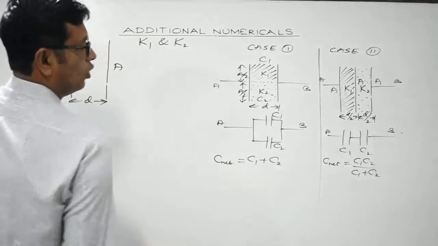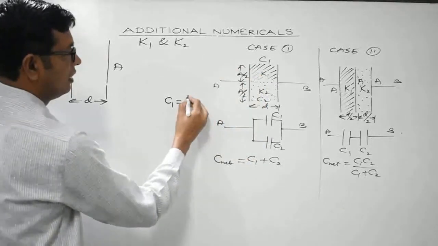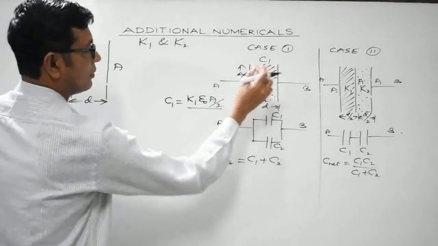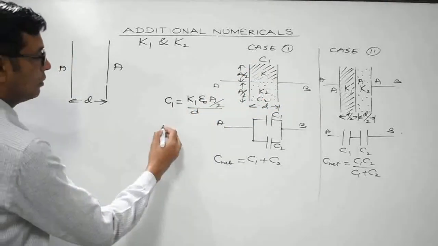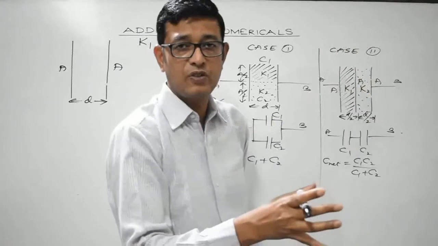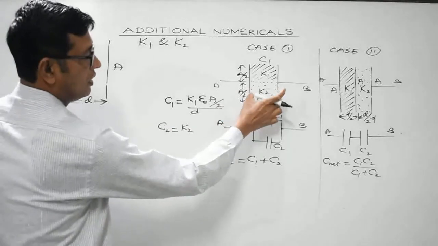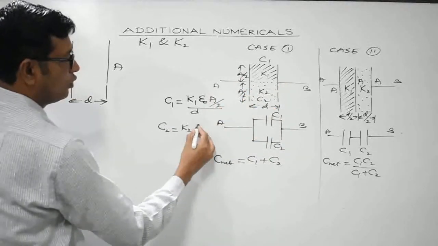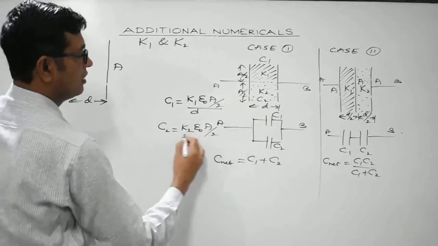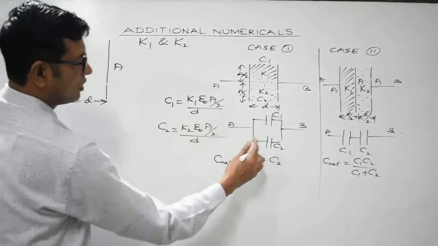Let's get it. Over here, C1 is K1 epsilon. What is the area? A by 2. What is the separation? It is d. What about C2? It is K2. Whenever the space is filled with dielectric, the capacitance becomes K times, so that is what I am using over here. C2 will be K2 epsilon. What is the area of this capacitor? A by 2. The area of the plates is getting halved, while the separation of the plates remains the same, d. So you can substitute these values over here.